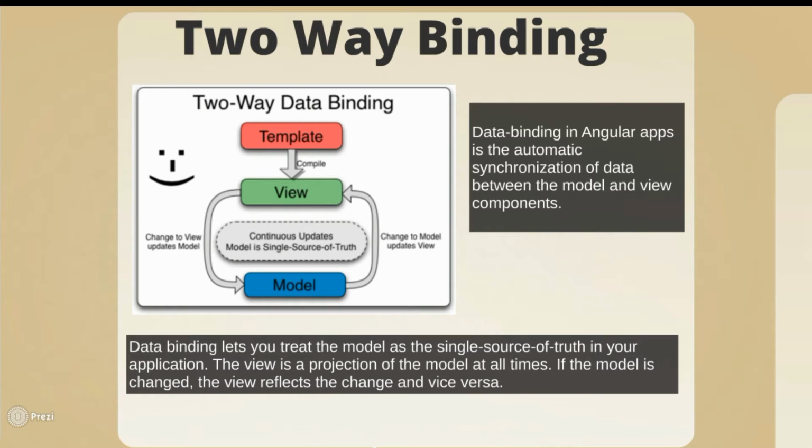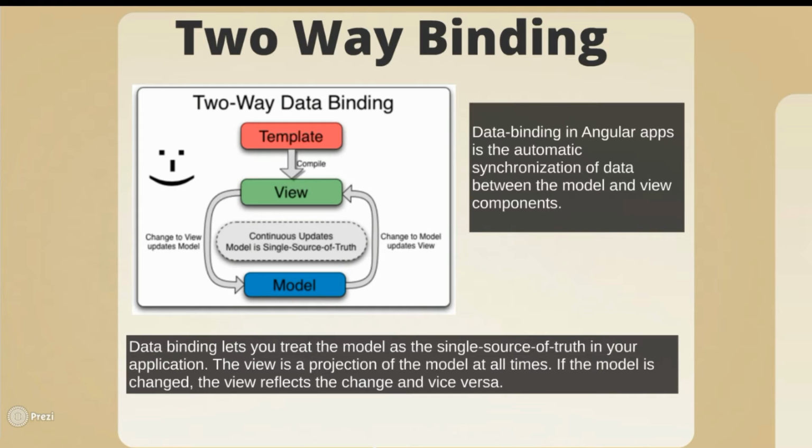Data binding in Angular apps is the automatic synchronization of data between the model and view components. It means if you are changing your view, your model will get automatically updated. And if you are making any change in the model, your view gets updated. But how does it work? We have HTML templates. The AngularJS compiler compiles the template in such a way where view and model can synchronize data automatically.